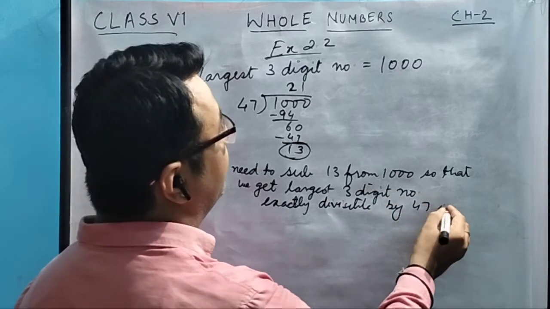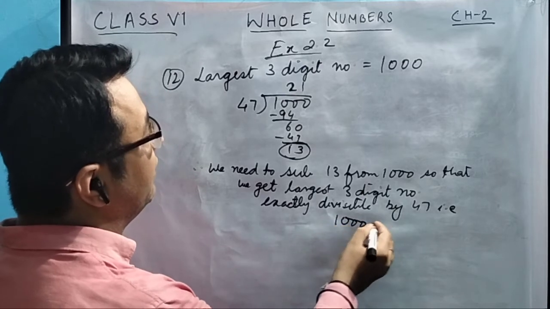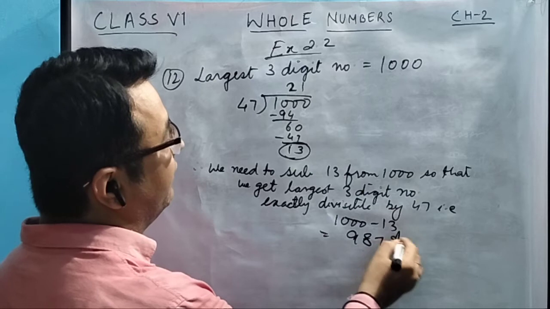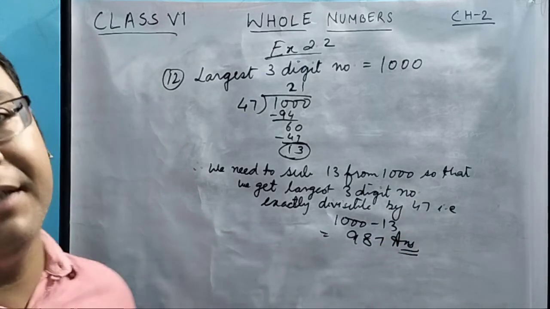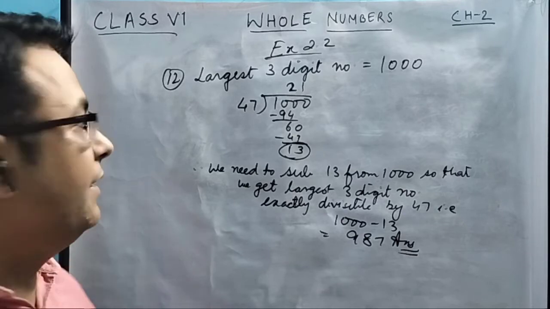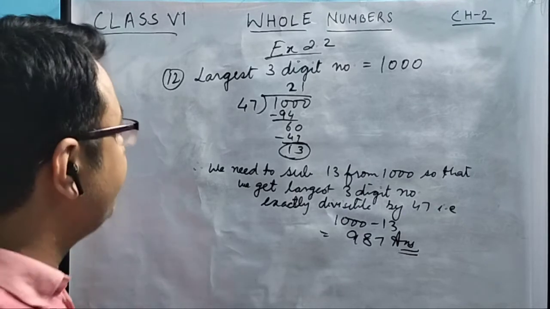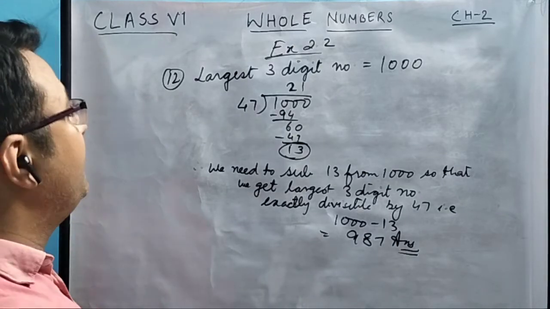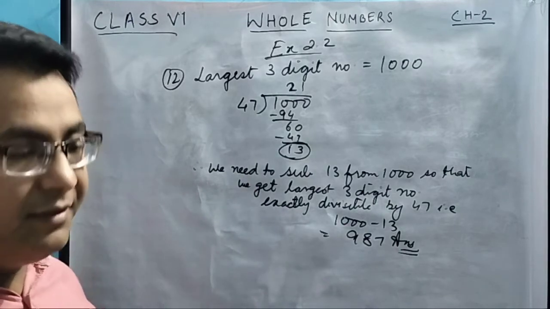So that is how we will find. We will subtract the remainder from 1000. So our answer will be 987. Okay. So whenever we have to find the largest number, we just subtract the remainder. And when we have to find the least number or smallest number, in that case we first find the difference of the quotient and remainder and then we will subtract. Let's see in the next question.